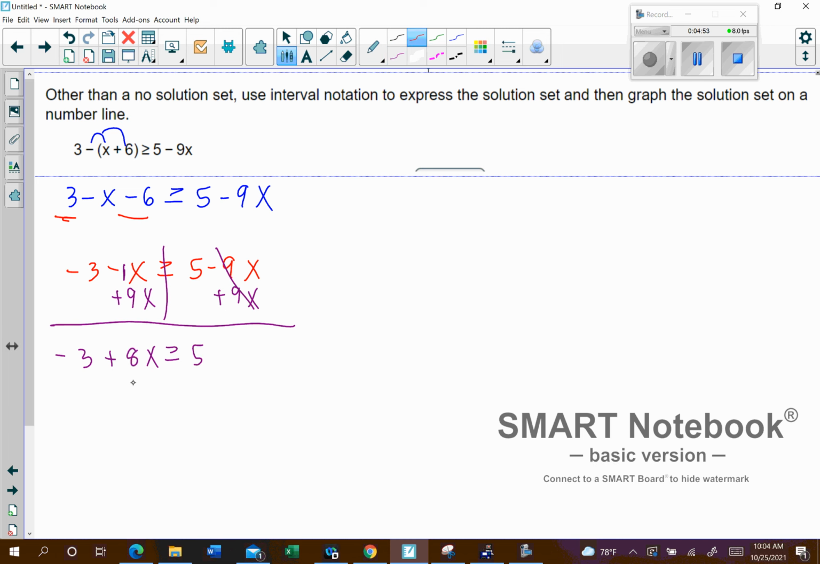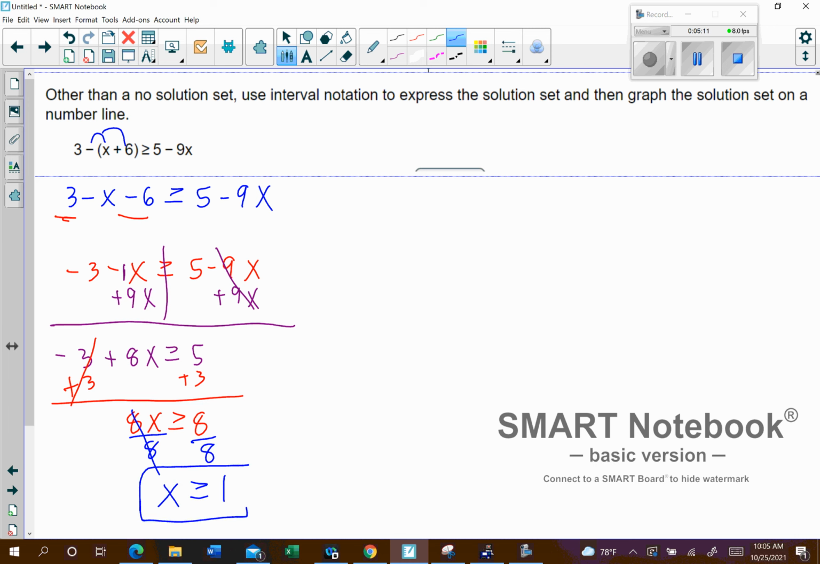And then we're going to go ahead and add 3 to both sides. So we're going to get 8x is greater than or equal to 8. And then we're going to divide by 8 on both sides. And x is greater than or equal to 1. So greater than or equal to 1. So 1 to infinity. There we are.